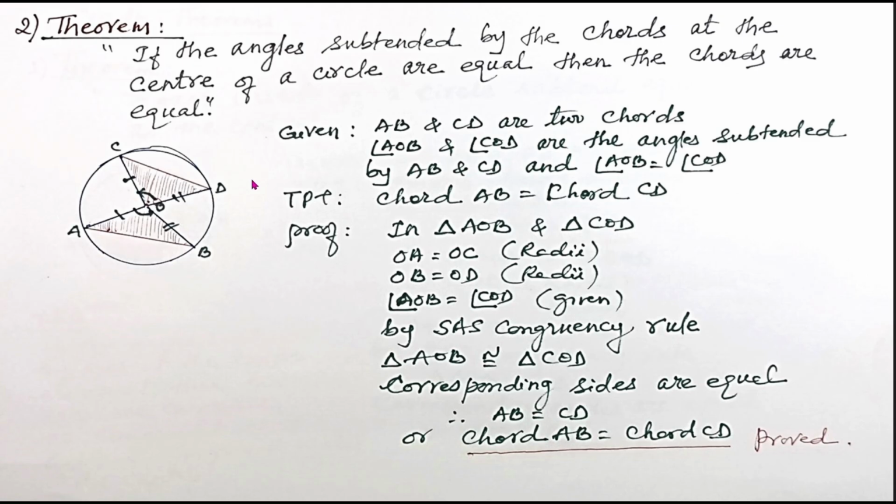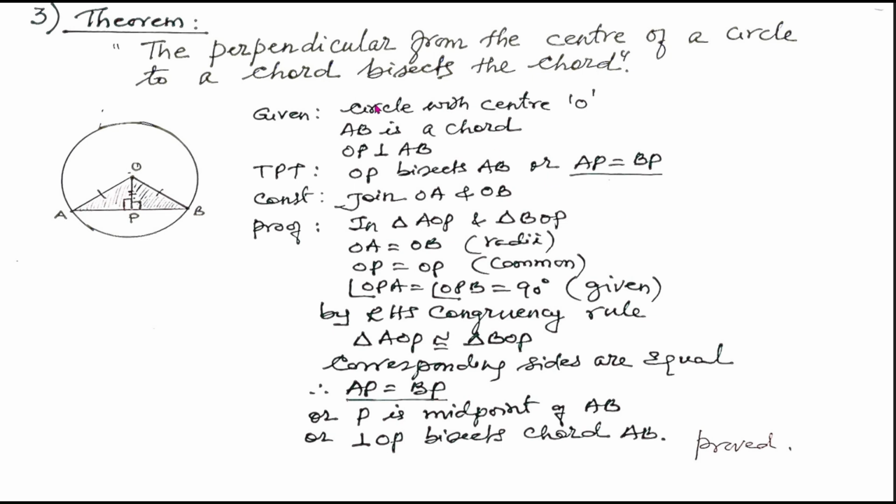So remember the theorem: if the angles subtended by the chords at the center of a circle are equal, then the chords are also equal. Remember that. In the next theorem, the statement given is: the perpendicular from the center of a circle to a chord bisects the chord. Now let us understand the meaning of this.